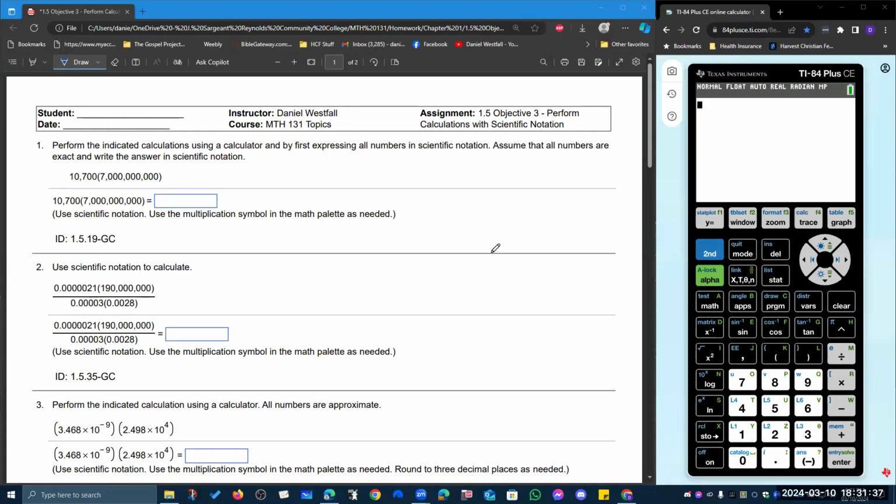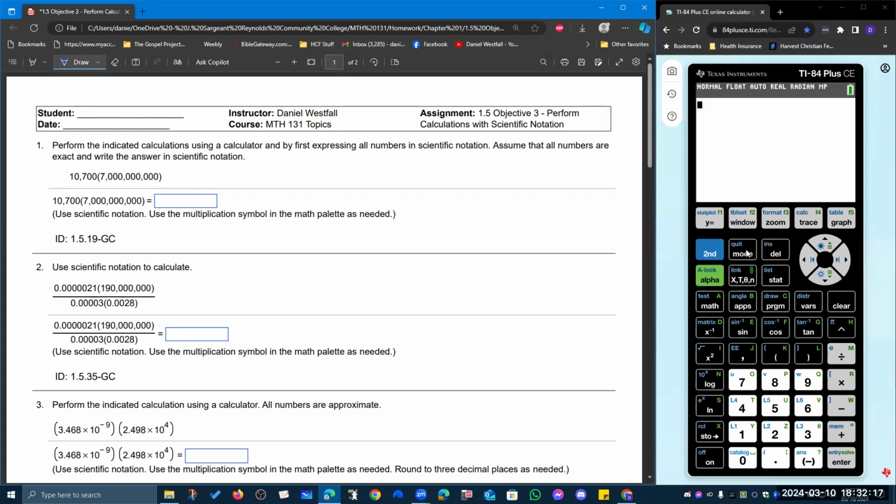In this video, we'll be talking about 1.5 Objective 3, where we perform calculations with scientific notation. Notice that these problems have -GC at the end of them. That stands for graphing calculator. So they expect you to use a TI 83, 84 series graphing calculator. I have the online version of that up here, so your keystrokes should be the same. You may not have exactly the same model that I have, but I'll try to keep everything to the basic functionality, so even your 83 or 84 you can follow along.